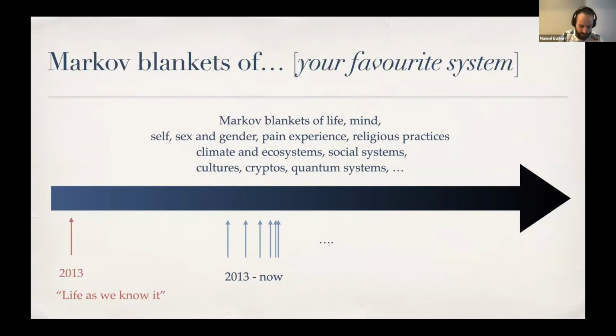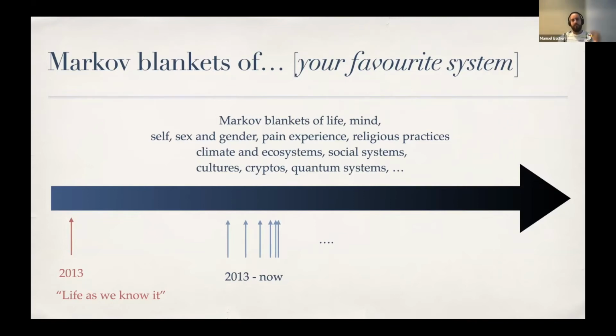More importantly, however, I think this is where things actually start to change, because after that we see, around nine years, up to 2022, Markov blankets of life, mind, cell, sex and gender, pain experience, religious practices, climate and ecosystems, etc., etc. And I'm not making them up. These have all been coming out in the literature, inspired by Friston's work.